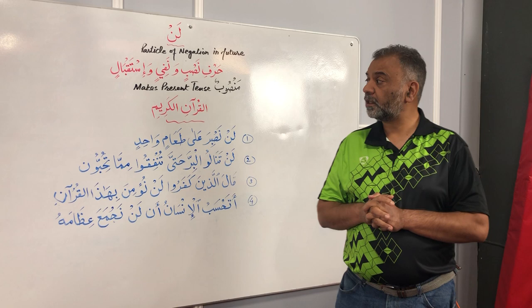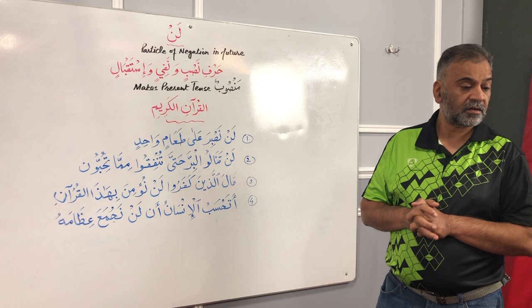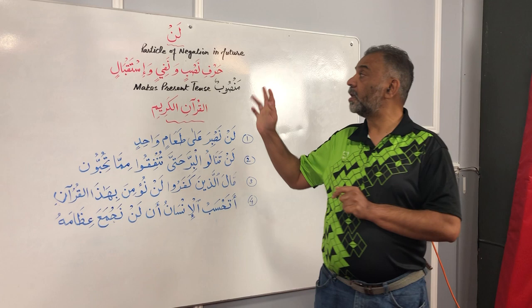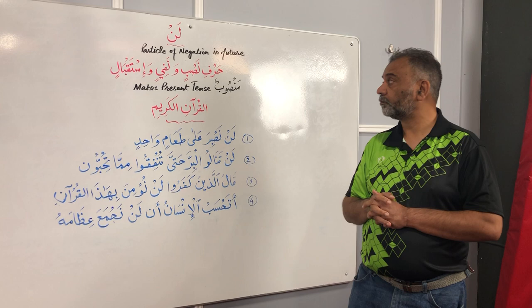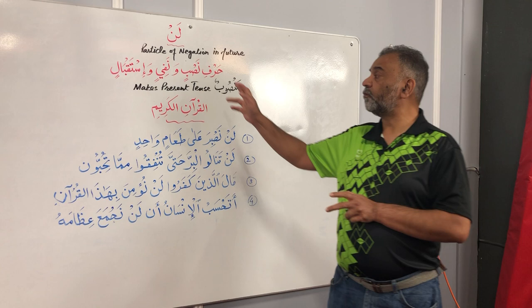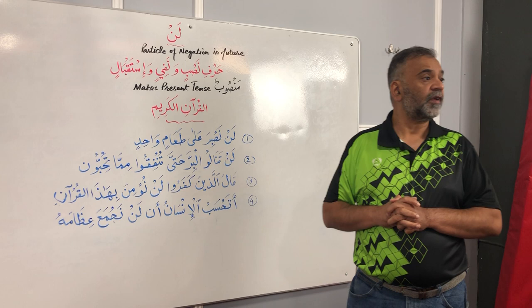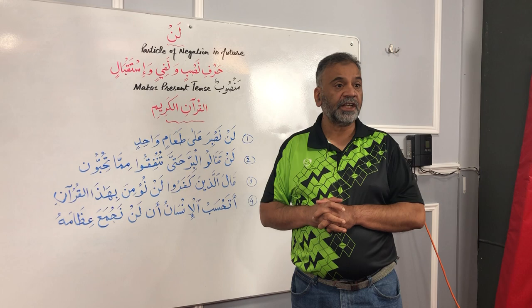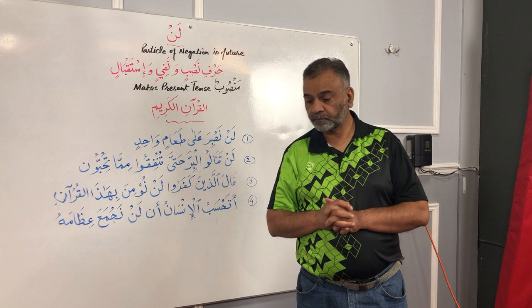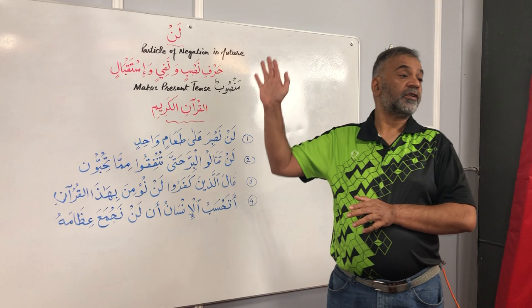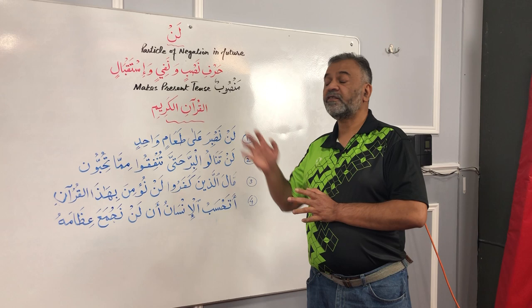Class number 68. We are learning about particle lan, which is a particle of negation in future. In Arabic, we define particle lan as harfun nasbin. Why? Because this is a particle which will make fil mudare mansub, one nafiyan, which means negation, or istiqbalin, which means in future. So, if we need to negate something in future, then we will use particle lan. That's what it is. It will make present tense mansub.